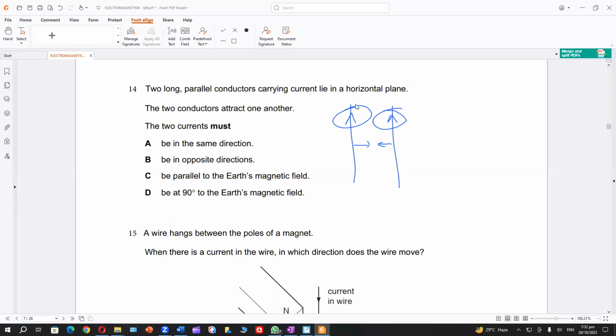B. Why B? Unlike currents repel each other. Like currents attract each other. Unlike currents repel each other.